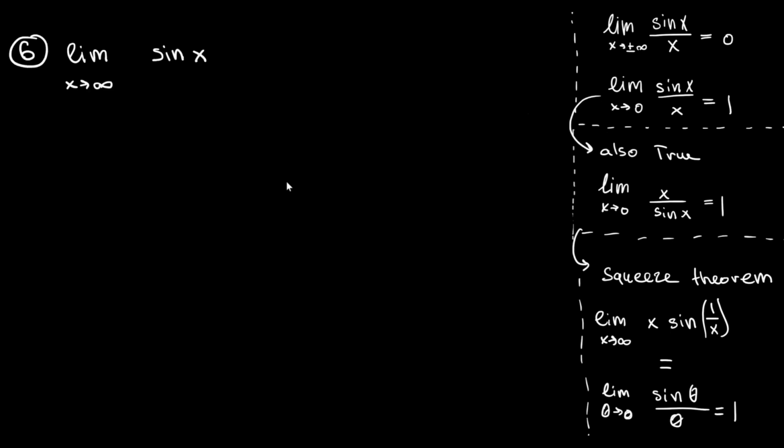Limit as x approaches infinity of sine of x. What happens as we try to plug in larger and larger numbers? What happens to our function? The thing is that it's going to oscillate between -1 and 1. So what is the answer in this case? We'll just have a limit that doesn't exist. So that is the answer.